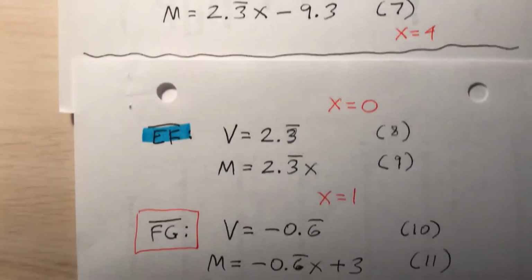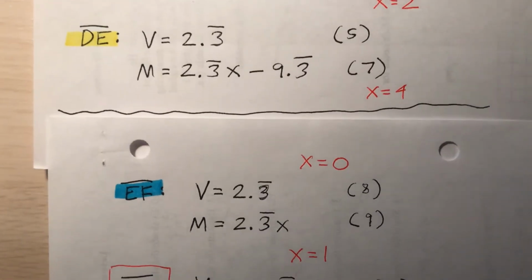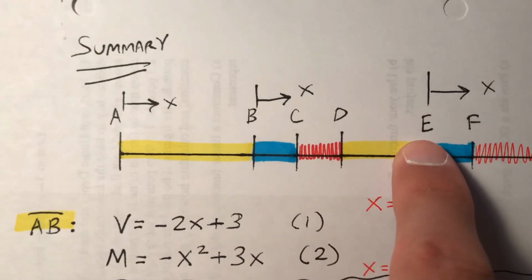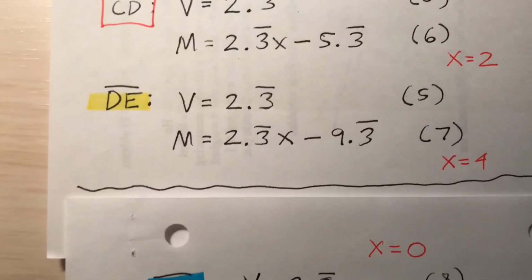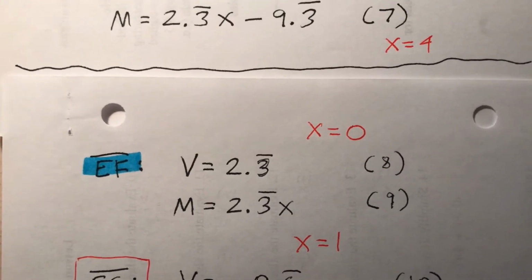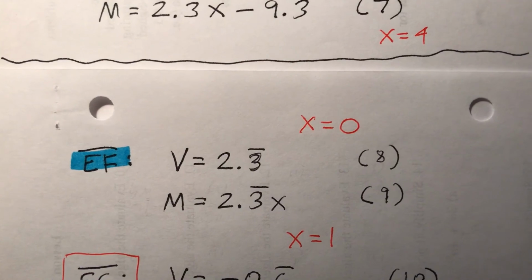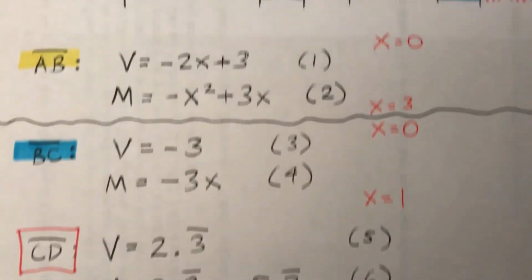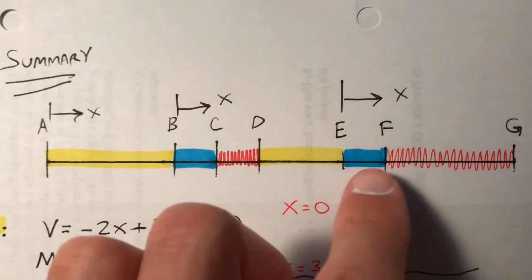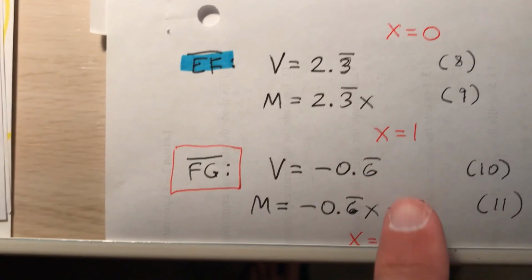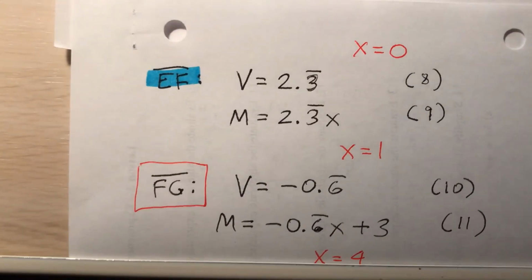And then for EF, at E I start a new x, don't I? Start a new x at E. So from E to F, F is at x equal to 1, measured from point E, so I've got equations 8 and 9. And then F and G. From F to G, I'm starting at x equal to 1, going to x equal to 4. So that's what it's telling you here, from 1 to 4. So equations 10 and 11.